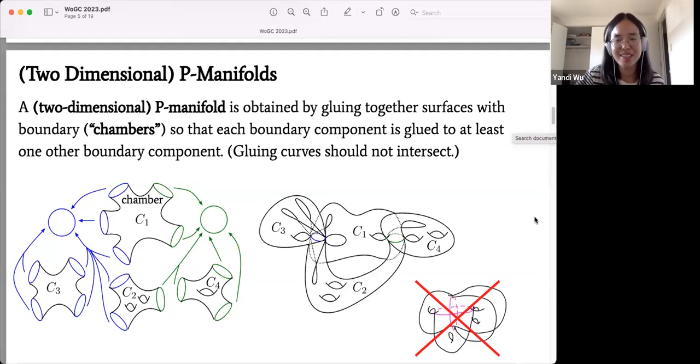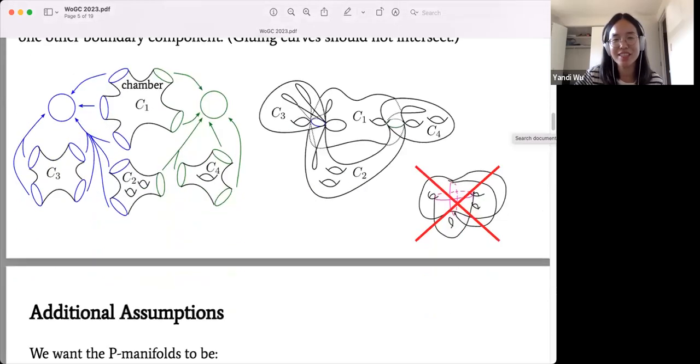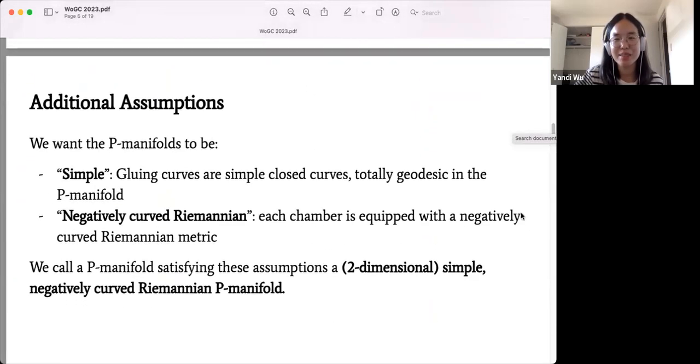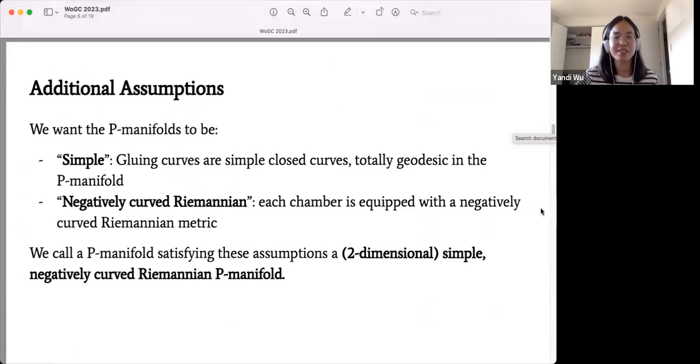This is a very broad definition, so I do need some additional assumptions here. First of all, I want my gluing curves to be simple closed curves and a totally geodesic subspace in my p-manifold. I think this is a natural condition to impose, because if I impose it, then I get a lot of nice properties for my p-manifold. First of all, my p-manifold is going to be Gromov hyperbolic and also CAT(-1) if I impose this simple condition. Those are all good things to have.